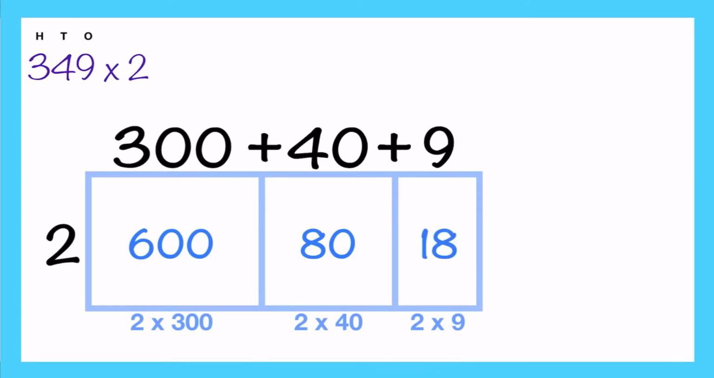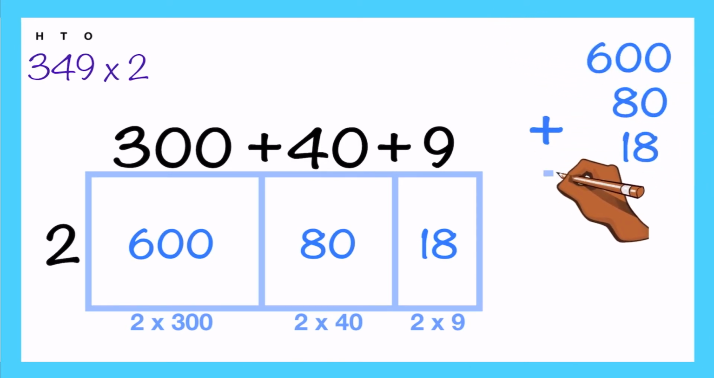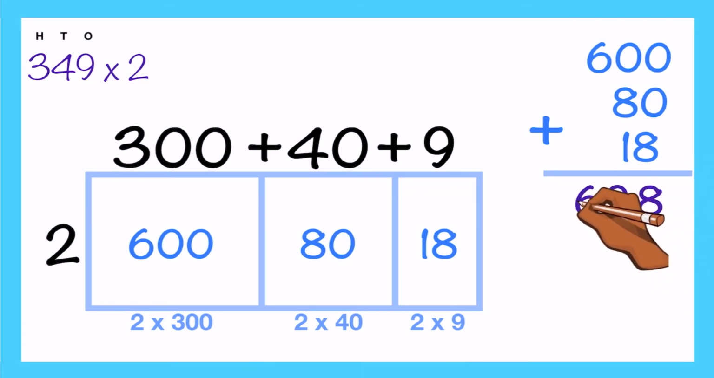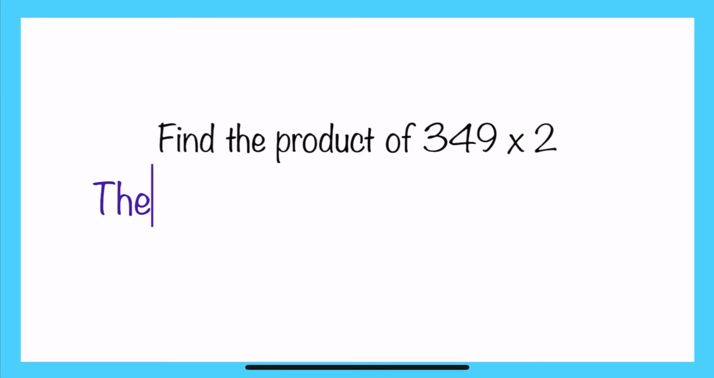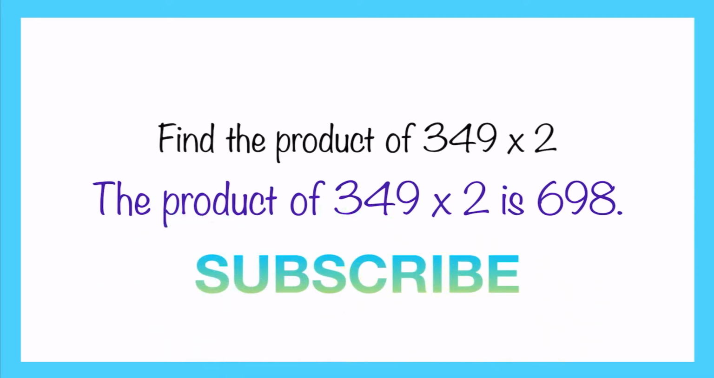Last thing we have to do is add all the area numbers together. Another word for these numbers in the box are partial products, because they're only parts of the product. 600 plus 80 plus 18. And when we add that together, we get 698. So the product of 349 times 2 is 698. Nice job. Let's do another one.